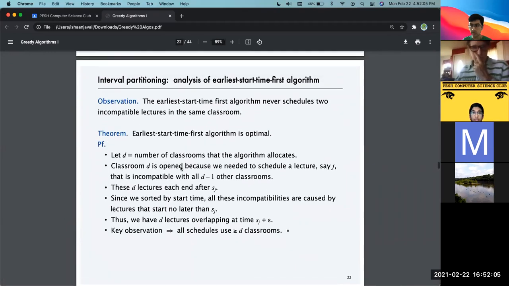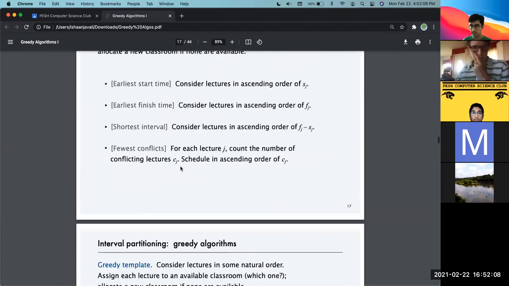Are there any questions about any of these 3 examples that we covered?